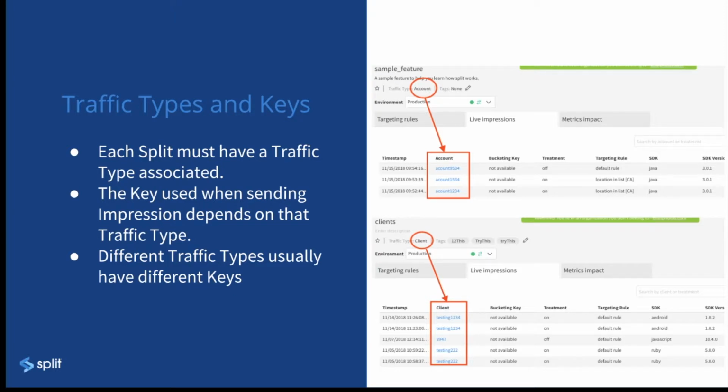Now, when we use a key in the getTreatment call, usually that key corresponds to a traffic type. So if you have multiple splits that use different traffic types, usually it means they will have different keys. As we can see here, for a user, usually it's a user ID, but for an account, usually it's an account ID, and the user ID is different than the account ID.